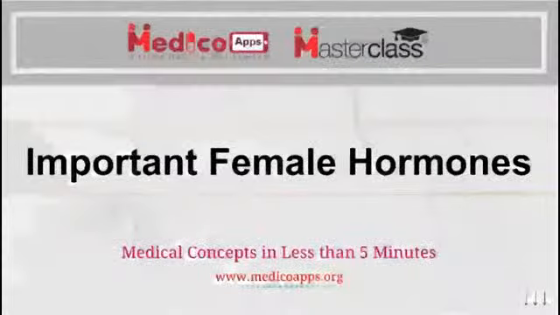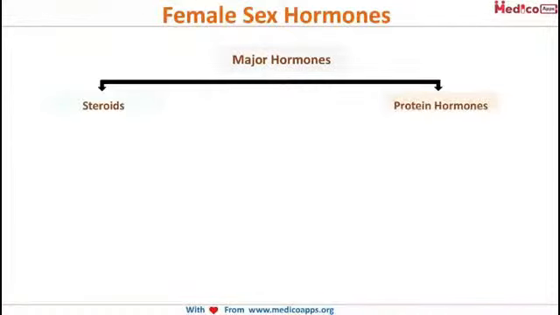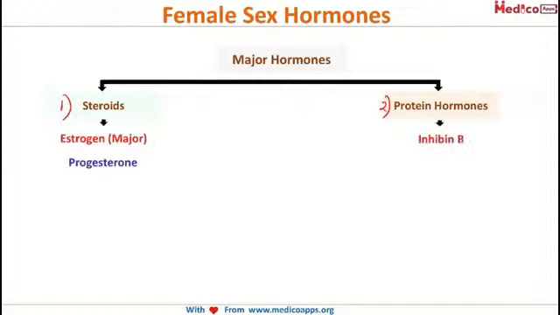Now, let's look at some important female hormones. Now, we know that there are two types of female sex hormones. These are the steroids and the protein hormones, right? The steroids, yes, that's right, we all are familiar, that is estrogen and progesterone, okay? And the protein hormones, these are of three types. Number one is inhibin B, number two is activin, number three is your relaxin. Okay, inhibin, activin and relaxin are protein hormones, whereas estrogen and progesterone are steroid hormones.